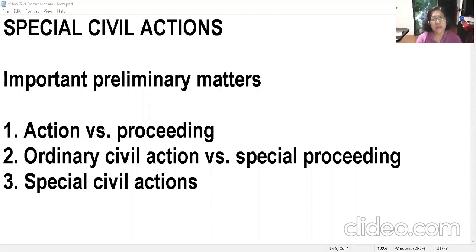Okay, so pag tinignan niyo yung proceeding for guardianship, walang nag-aaway. There is no cause of action. What there is the desire of the petitioner to establish a particular fact or a status. So, yun yung importansya ng pagkakaiba ng salitang action at saka proceeding. Like I said, you have to be very technical so that you will understand the concept very well.